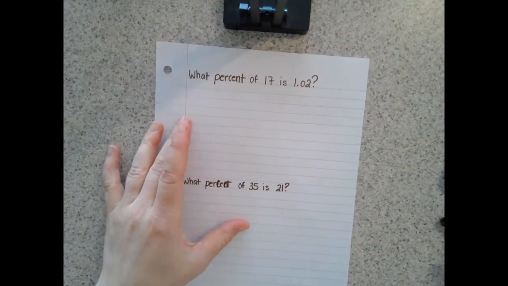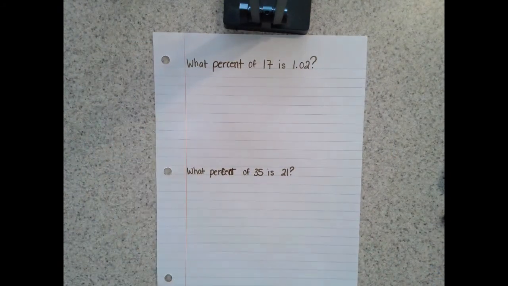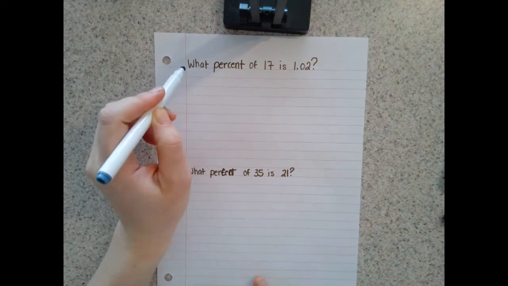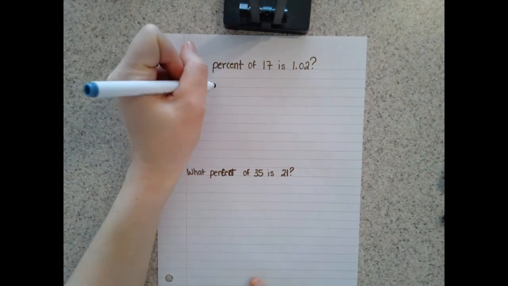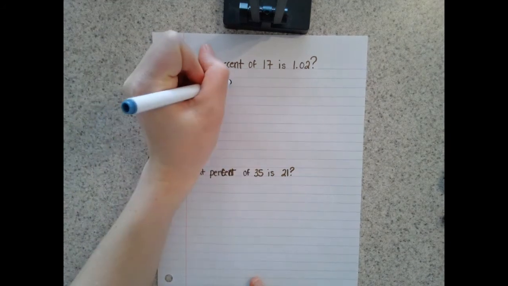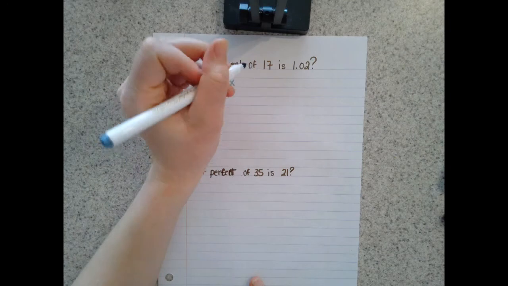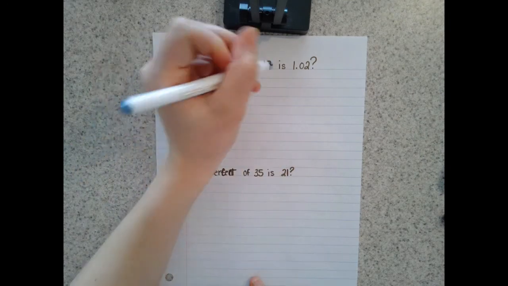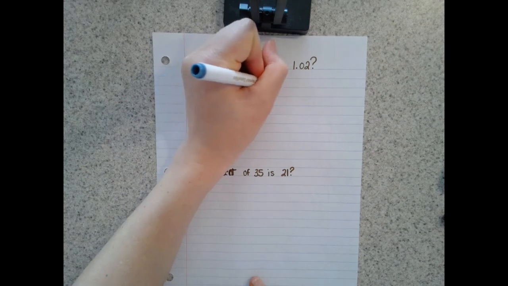So here's some examples. What percent of 17 is 1.02? What percent? That's our unknown. We can represent it with P. Of means multiply. 17. Is means equals. 1.02.